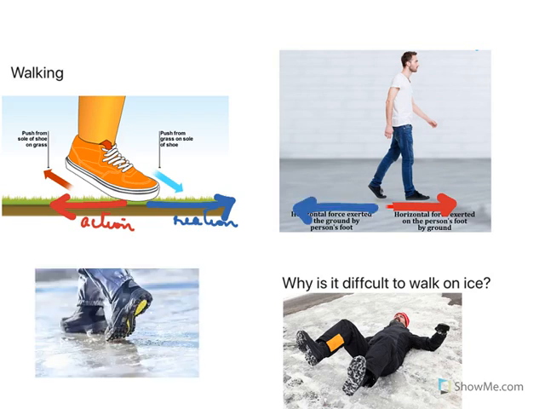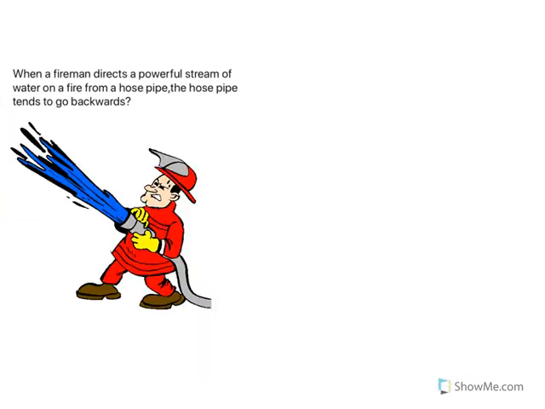In this picture, you can see that this man has worn shoes which create greater friction, and because of this greater friction he can now exert a backward force, and to this backward force he'll get an equal and opposite forward force which will push him ahead. So why is it difficult to walk on ice? As there is less friction, we find it difficult to exert a backward force, and hence we do not get a sufficient forward force to push us in front.